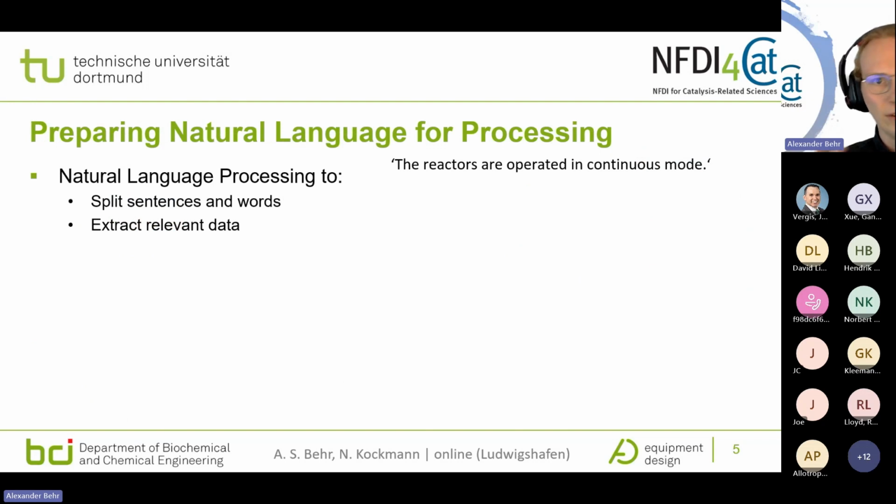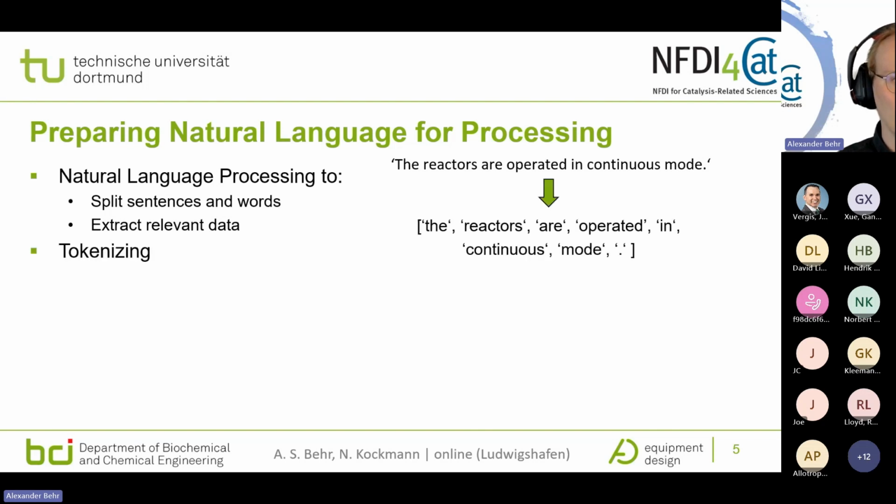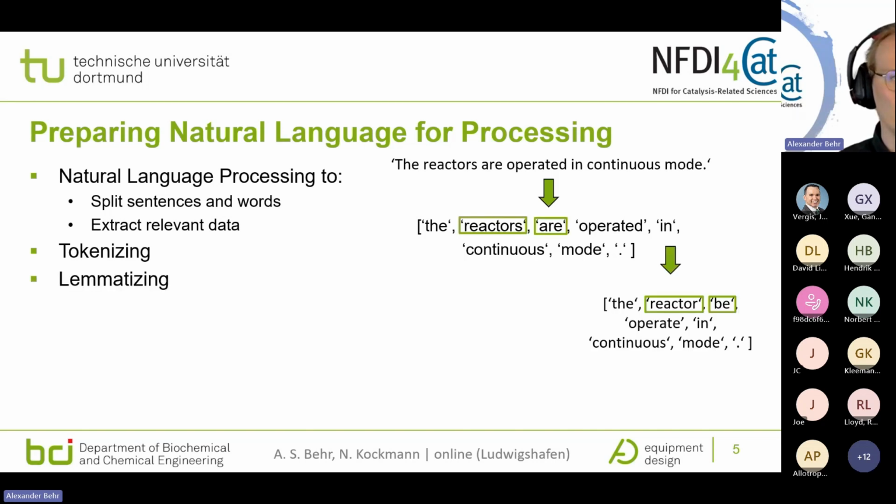And as we all maybe know, natural language is kind of a good way to give knowledge from one person or one agent to another person or agent. But we all run into different problems in there. So there we can use a computation technique called natural language processing, where we can first of all tokenize sentences and split sentences and words into so-called tokens. This is shown here. And afterwards, we can also do some lemmatizing, so putting the words into their base form. So in principle, reactors would be then the lemma reactor, and are would be the lemma be, as you can see here on the right.